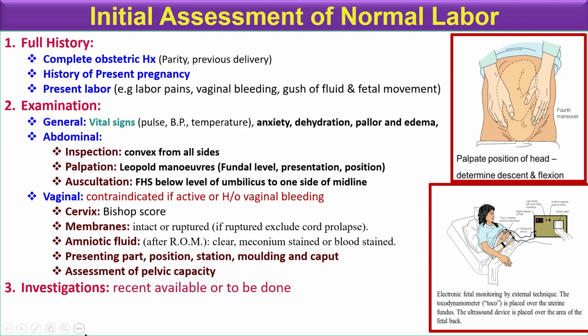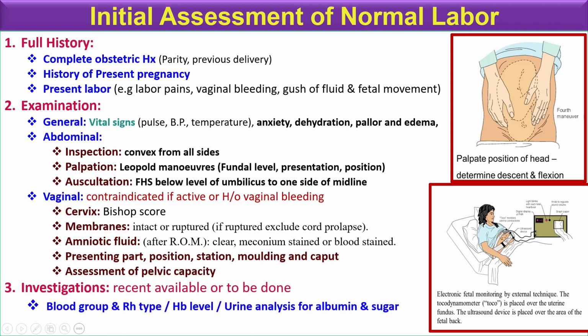So and the investigation. If recently available, it's good. If not available, you should do the blood group and the Rh type, and the Hb level, and the urinalysis for albumin and the sugar. Okay. So this is the history and examination and investigation related to the initial step toward the normal labor. Now we move forward to the management of the labor stages.